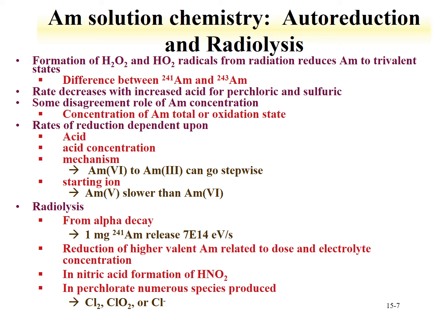Reduction of higher valent americium due to dose and electrolyte concentration was described above. However, there are other reactions that can occur. For instance, nitric acid can undergo reactions from the radiation to form nitrous acid. And in perchloric acid systems, numerous chloride species can be produced. Some of these chloride species can influence the redox behavior of metal ions, including the americium in solution, and the speciation, for instance, driving the formation of chlorides.